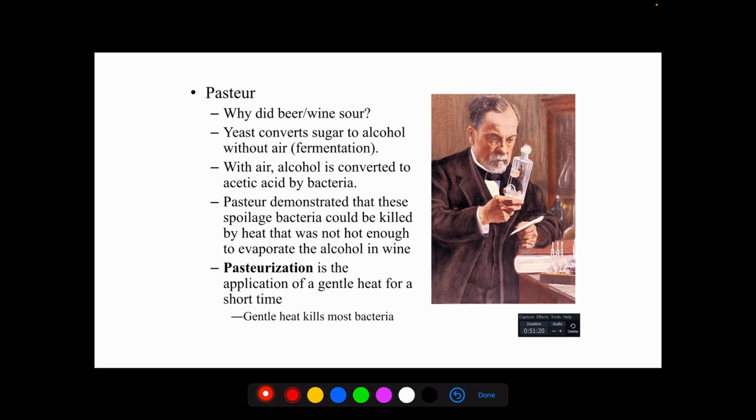And so he explained that yeast will convert sugar into alcohol without air, and he called that process fermentation. But he rather said, in the presence of air, the alcohol is converted to acetic acid by bacteria. And so he demonstrated that these spoilage bacteria could be killed by heating them for quite a short time. And this was not going to evaporate the alcohol in the wine.